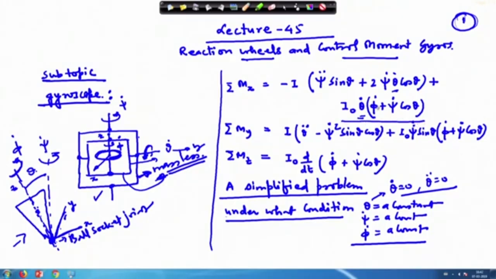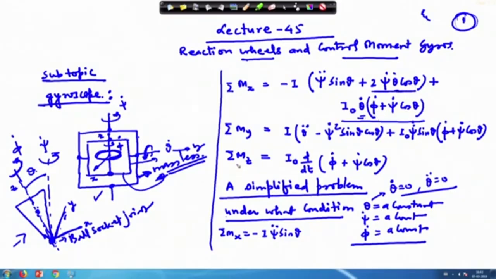So, this term will drop out, and okay, this term drops out and this term also drops out, leaving only the first term. That means E m x will be equal to minus I times psi double dot sin theta. So, this term is going out, and because theta dot equals 0, this term also gets deleted.